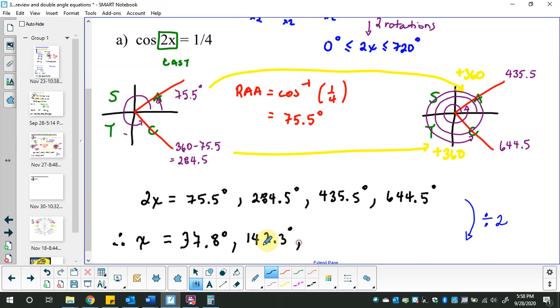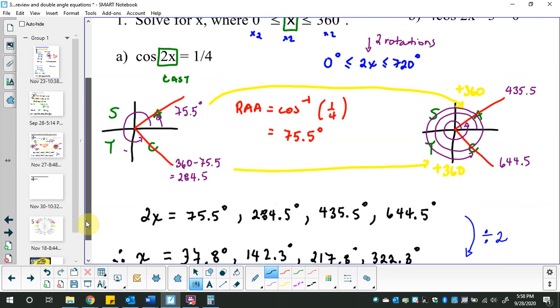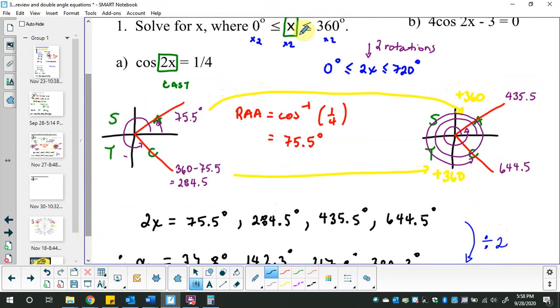142.3 degrees. 435.5 divided by 2, 217.8 degrees. And 644.5 divided by 2 is 322.3 degrees. And as promised, every single one of those answers for x are between 0 degrees and 360 degrees.